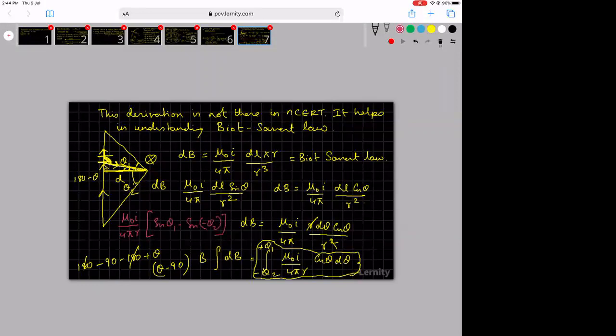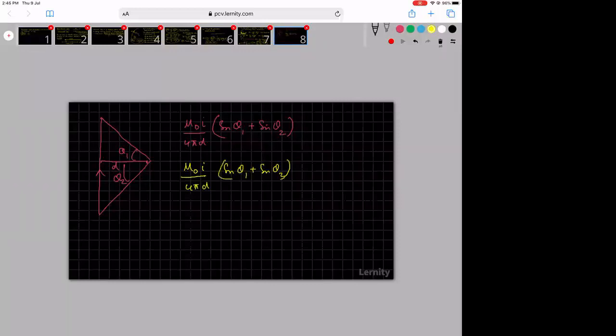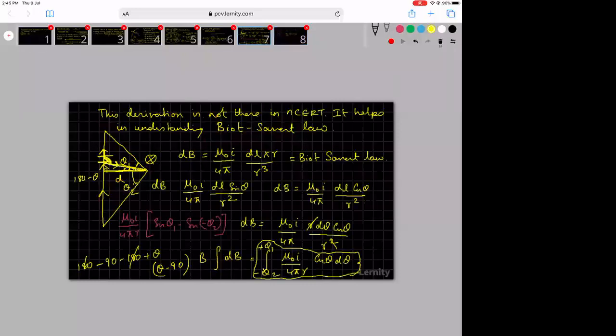So ultimately, if there is a wire like this, and at this particular point this angle is theta 1 and this angle is theta 2, and it carries a current, then B becomes mu naught I by 4 pi d times (sine theta 1 plus sine theta 2). So this is a very, very important concept. Before you ask me any questions, first think for a few minutes about it.